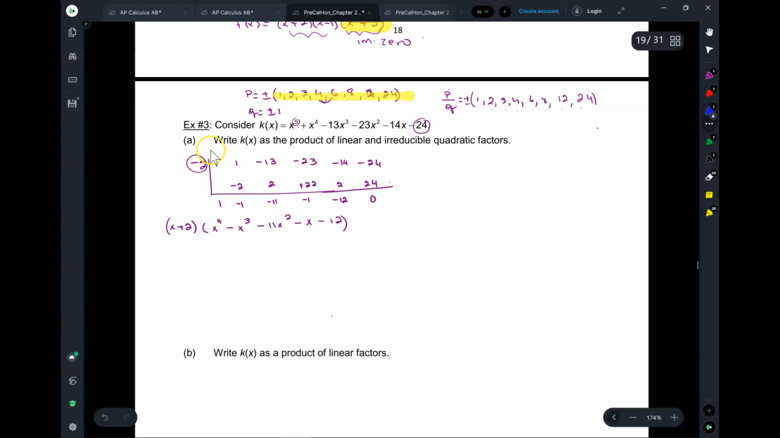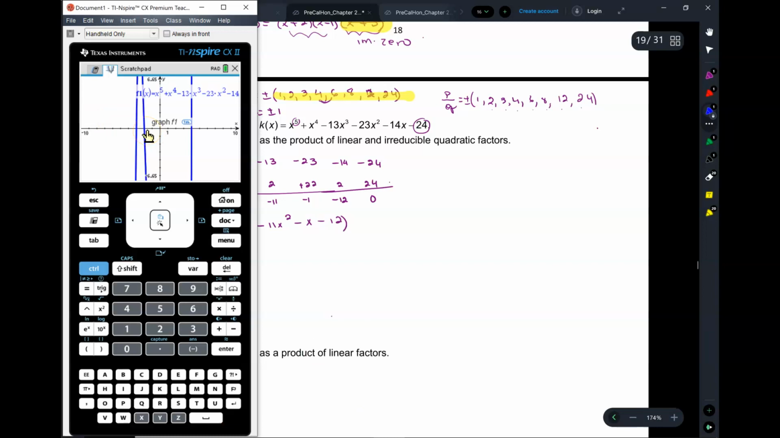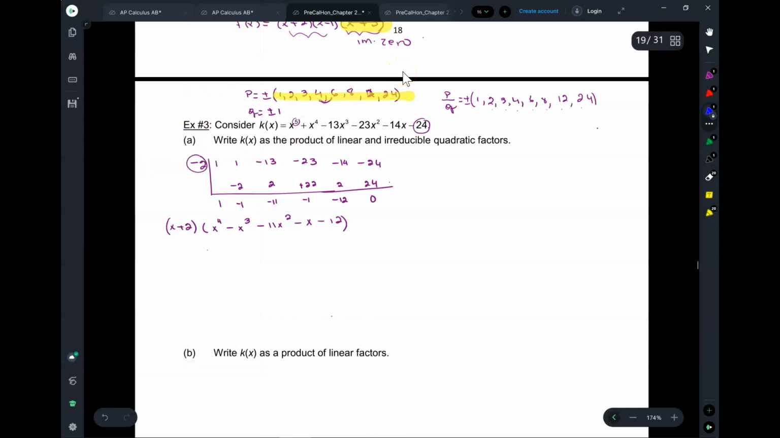Now I need to factor that x to the 4 polynomial. How am I going to do that? Well, I basically need to do the whole process again. However, I can go back to the graph and pick one of the other zeros. I picked -2 already, so let me pick one of the other ones. I'm going to pick 4 this time. So I go 4, 1, -1, -11, -1, -12, and I do the whole thing again. 1, 4, 3, 12, 1, 4, 3, 12, and I get a 0.